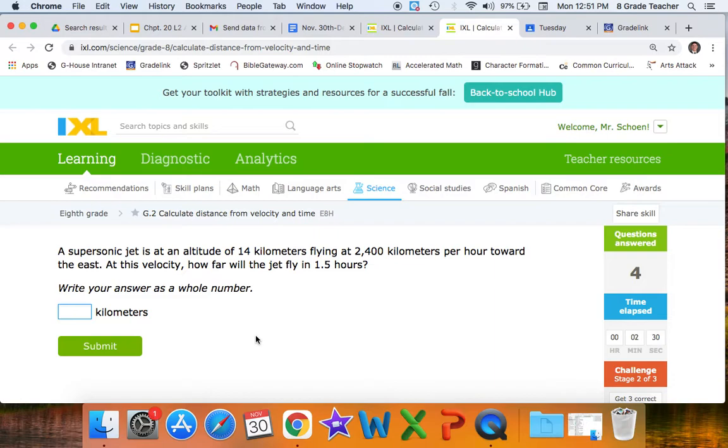So again, distance is calculated by multiplying speed and time. A supersonic jet is at an altitude of 14 kilometers flying at... so it's telling you two different pieces of information here. The altitude doesn't tell you how fast it's going. Flying at this speed is how fast it's going. So it gives you just one other piece of information to kind of decipher and say that this is important or this isn't. We're looking for speed and we're looking for time. So I'm going to take 2,400 and multiply by 1.5. Give me an answer of 3,600 kilometers.